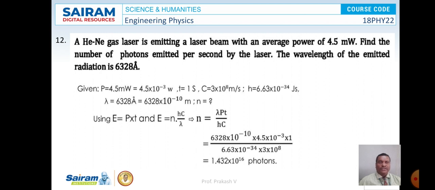So we know that E is equal to P into T, or E is equal to N into Hc by lambda. Then N can be written as lambda Pt by Hc. So substitute the values of lambda, P, T, H and C. Then on simplification, the value of N is equal to 1.432 into 10 to the power of 16. So this is the solution for the given problem.